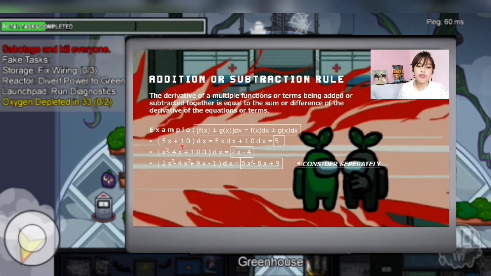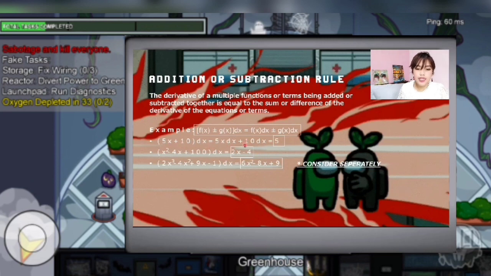First, find the derivative of 5x plus 10. We're going to consider them separately, okay? So what is the derivative of 5x? We're going to use the power rule. The exponent of x is 1. So 1 times 5 is 5, minus 1 from the exponent, which is 0. So we are left with 5.